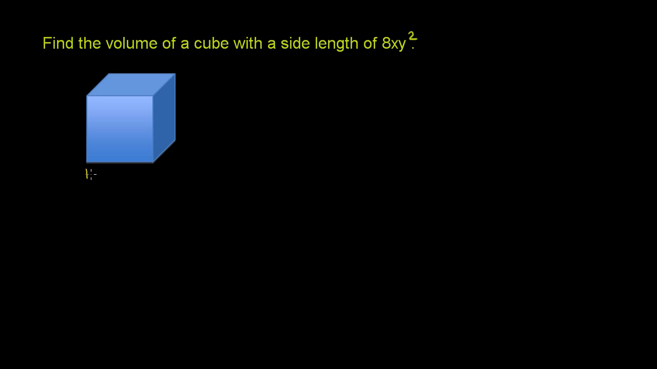So the length of this side, maybe we call this the width, is 8xy squared. The length of this side, maybe we can call that the depth or the length, depending on how you want to label it, is 8xy squared. The height of this cube is also going to be 8xy squared. A cube, all of the dimensions are the same.